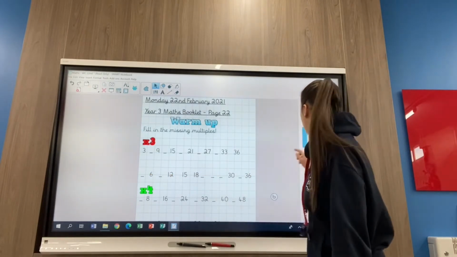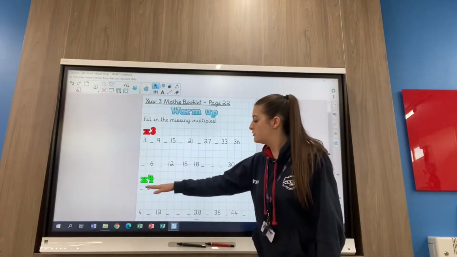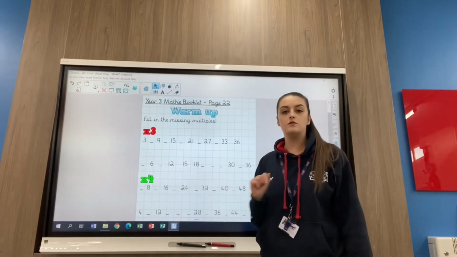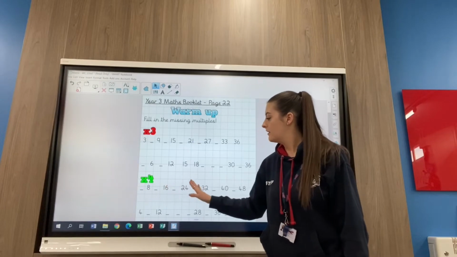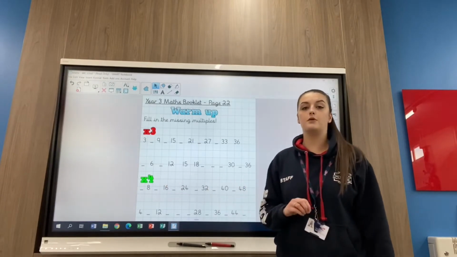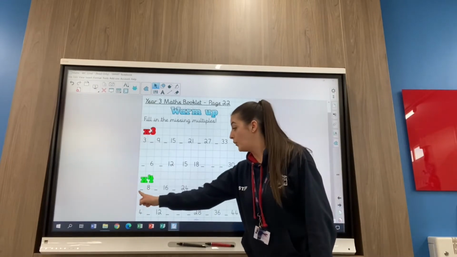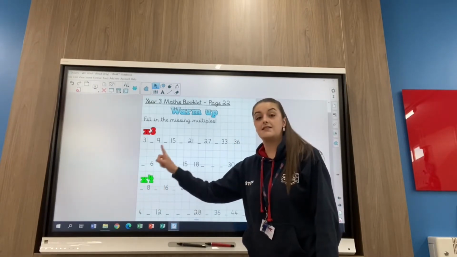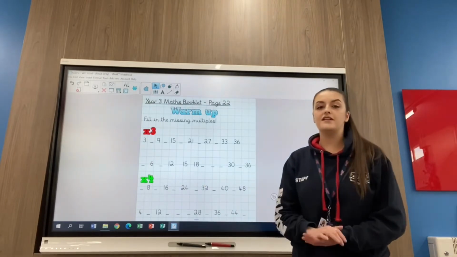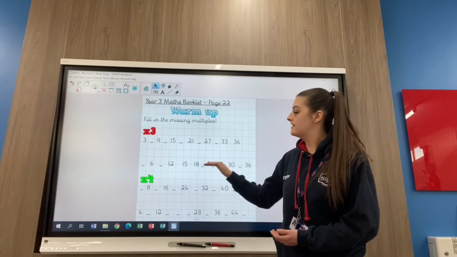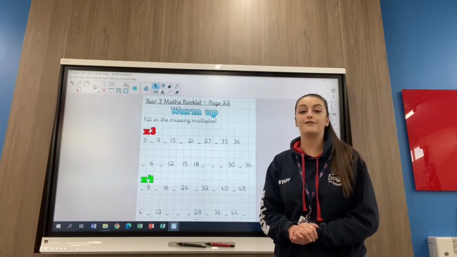Once you've completed the 3s, have a go at the 4 times table. I've had a go twice. I've got some missing multiples of the 4 times table, so you need to fill in the blank lines with the multiple of 4 that should be there. So we know the 4 times table starts with 4, then 8, 12, and so on, okay? So pause the video now and have a go at writing these out, filling in those missing multiples in your purple book. Off you go.